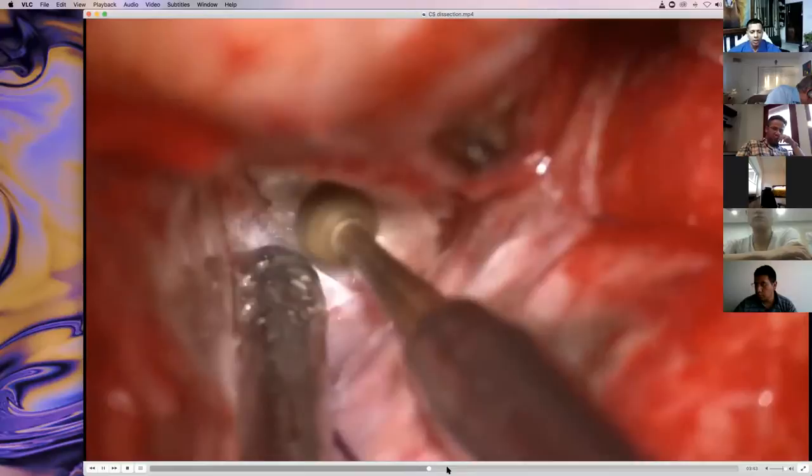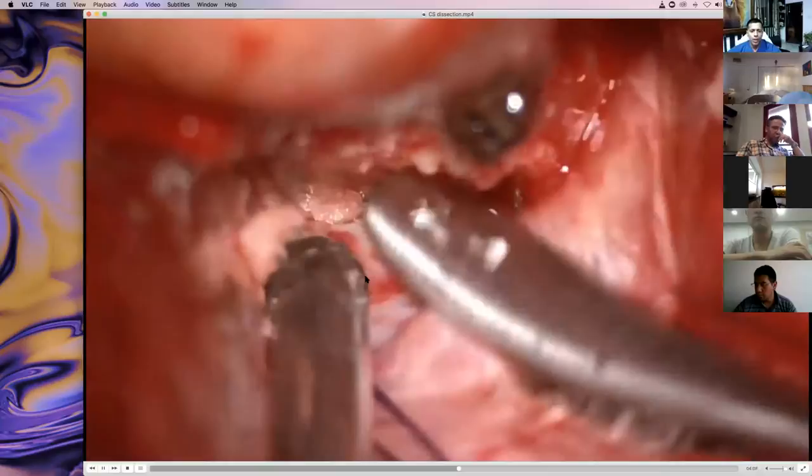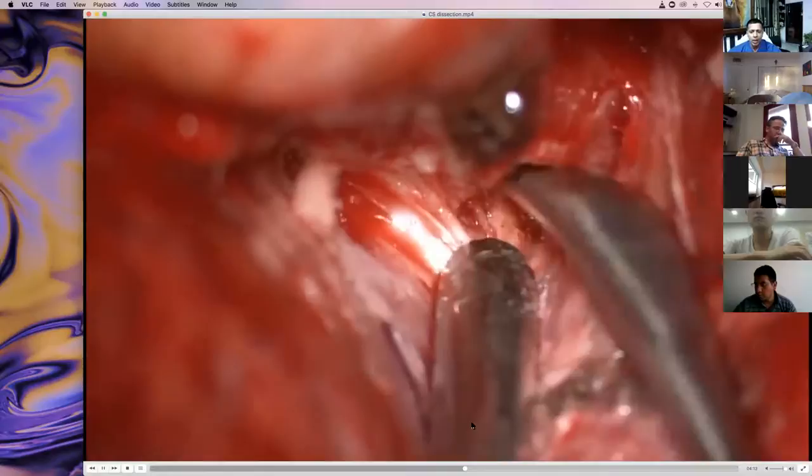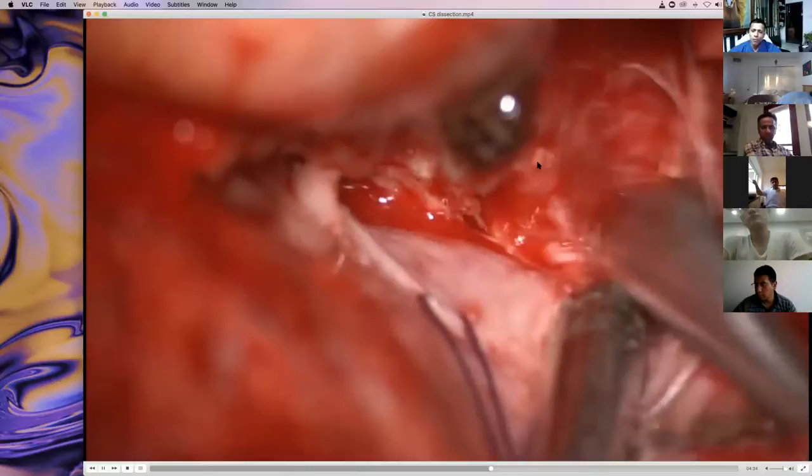Clinoid being taken off. Slowly. Carotid there, over the carotid, oculocarotid membrane is there. So, taken off, and then you're cutting. Now see the entire cavernous sinus. See the cavernous sinus being dissected. The superior orbital fissure and the cavernous sinus being dissected.